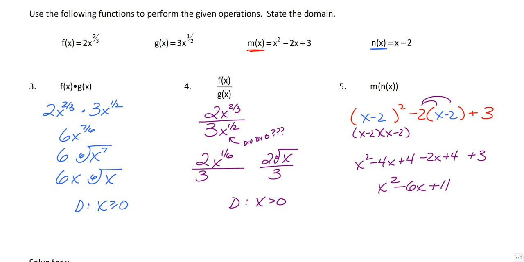Our domain for this is easy because we can square anything and we can substitute anything in. We have no restrictions, so our domain for this is x is equal to all real numbers. Okay? Moving on.